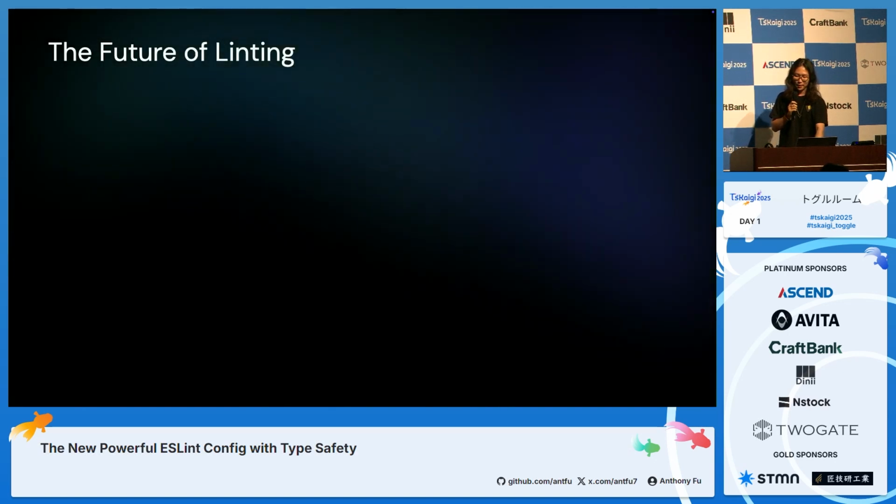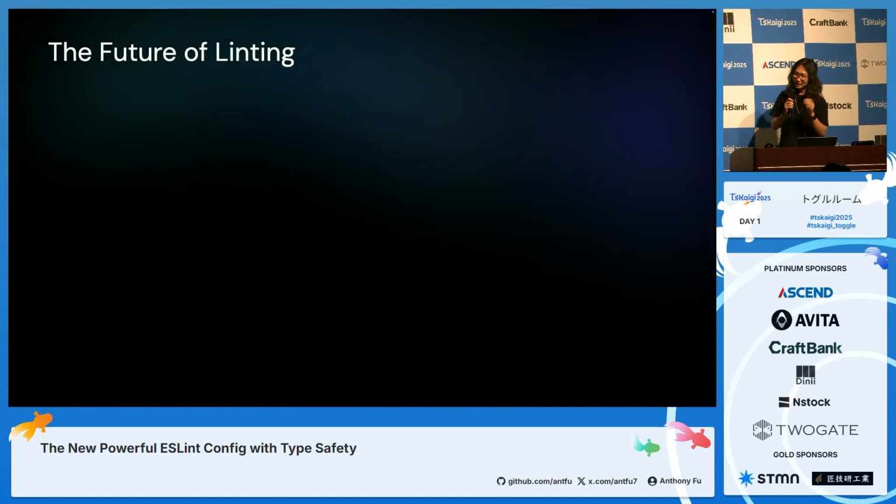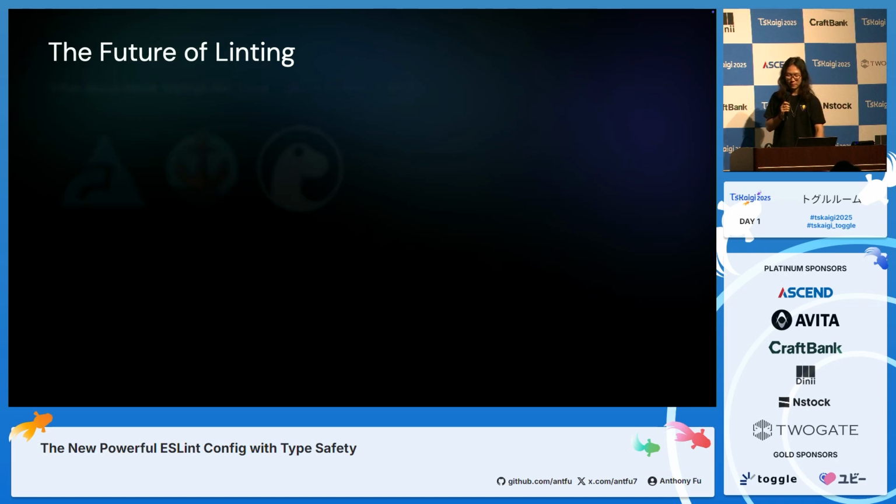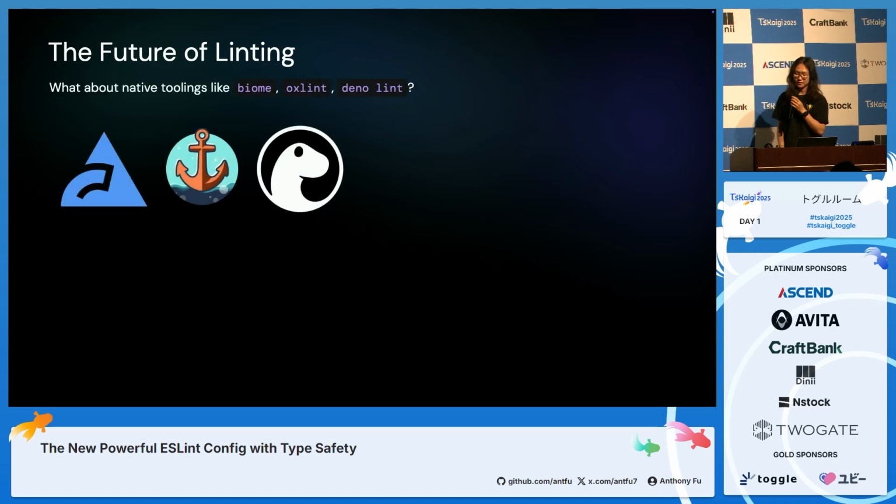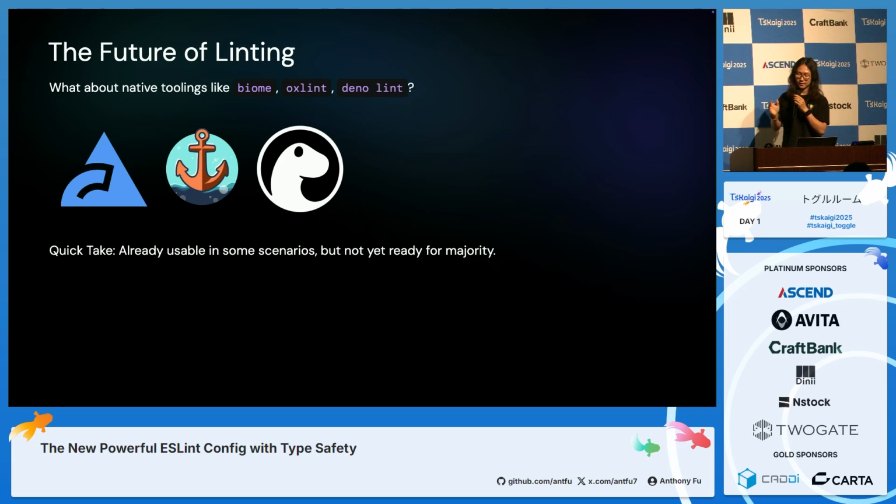So, another topic. I bet you must be wondering by now, if we talk about the future of linting, what about the new uprising native linters like Biome, OXLint, or Deno Lint? My quick take is that they're already usable in many scenarios, but they're not yet ready for the majority.